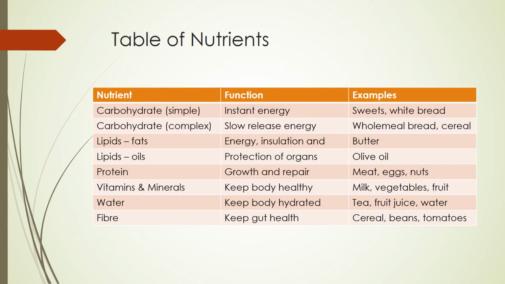So the final one to fill in on your table is fibre. It keeps your gut nice and healthy. Some examples of where you find dietary fibre is in anything green. You'll also find it in whole grain cereal, any beans or other pulses such as peas and lentils, and things like tomatoes, which you might find a little strange, but it's the skins of the tomatoes.